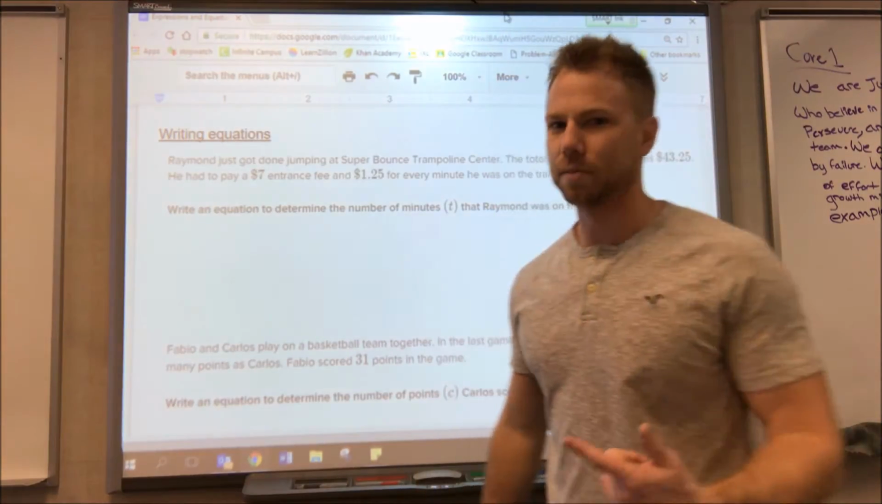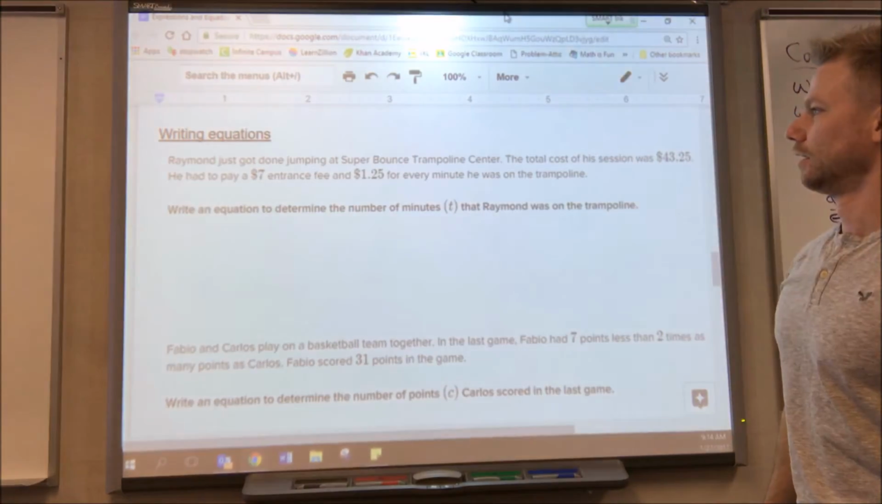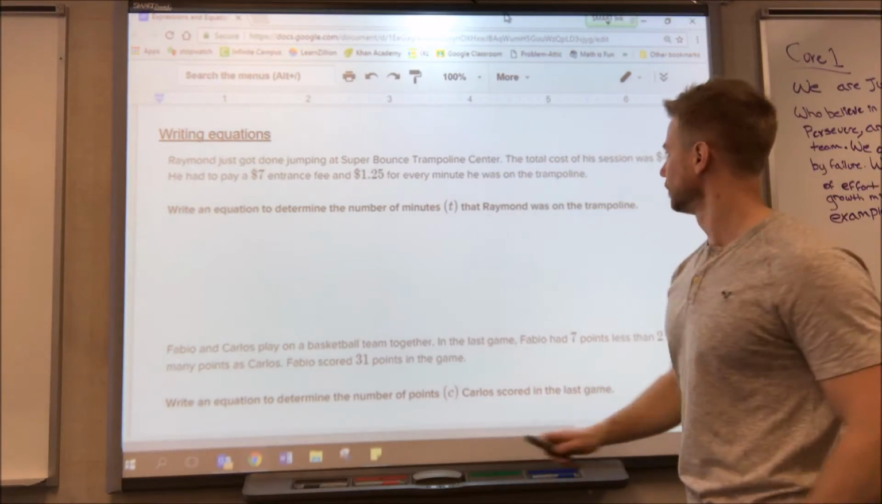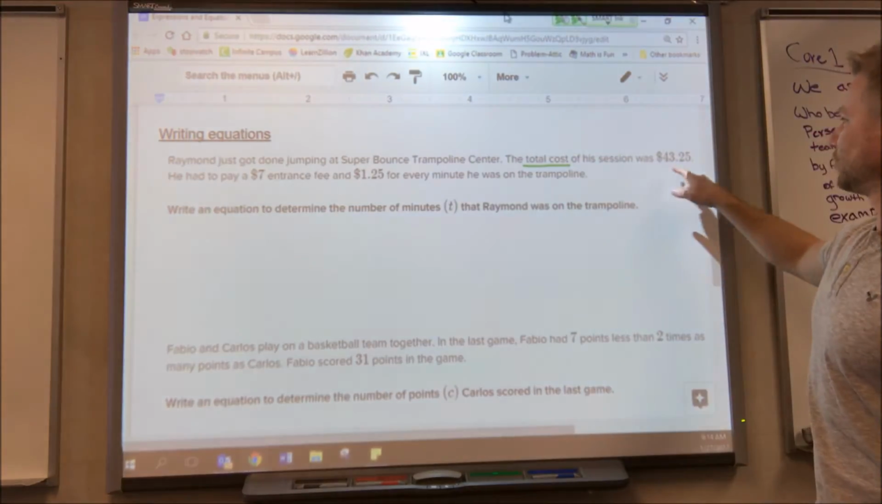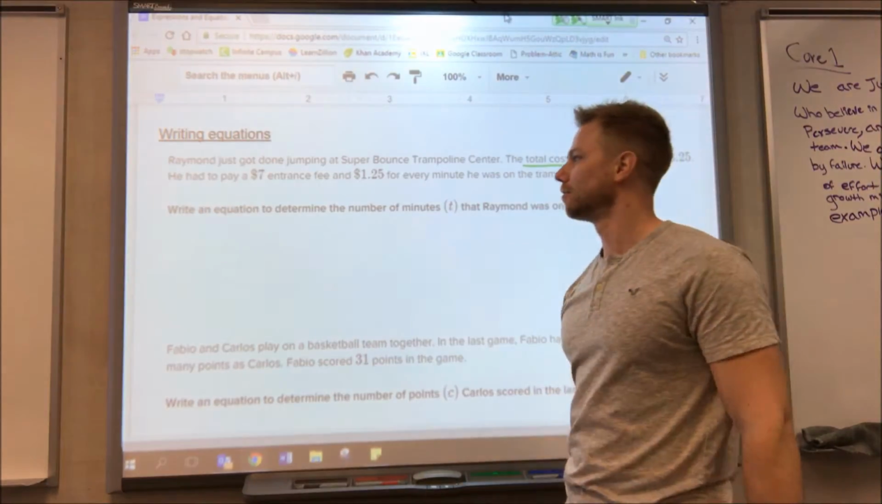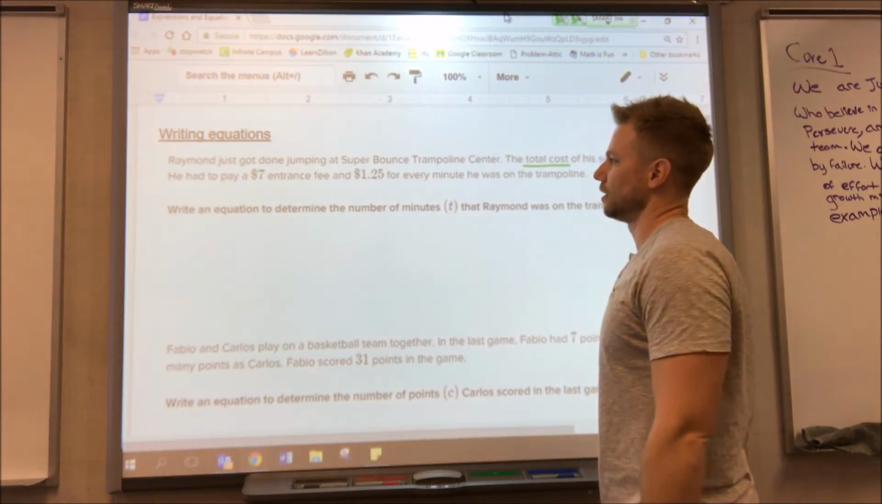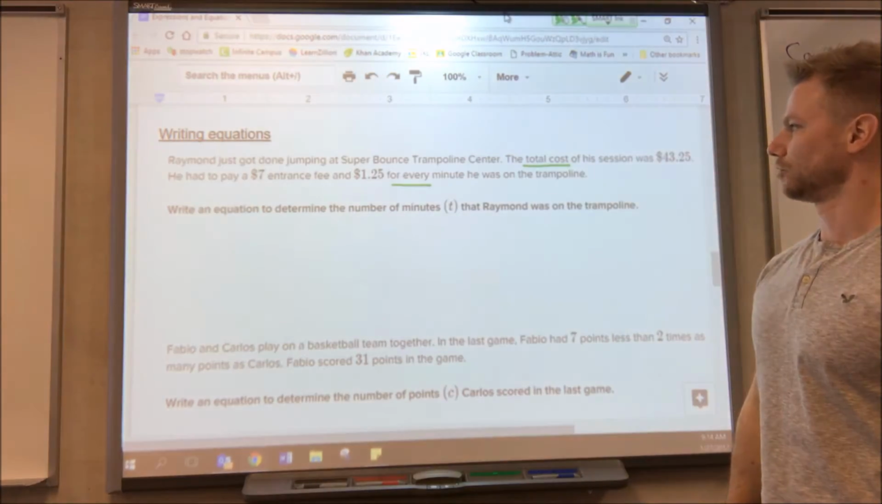So let's look at a couple problems that use these words. All right, Raymond just got done jumping at the Super Bounce Trampoline Center. The total cost, so there's a key word right there that's going to help us solve this, of his session was $43.25. He had to pay a $7 entry fee and $1.25 for every minute he was on the trampoline.